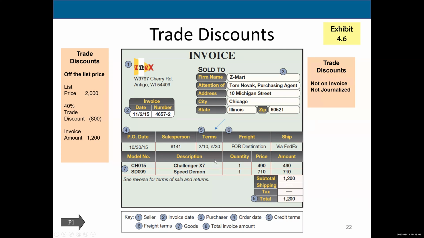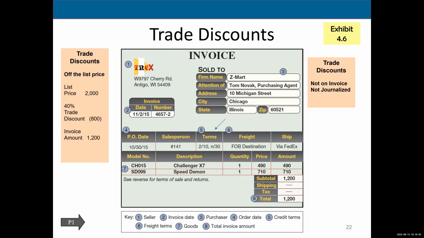Now, if we miss the 10 days, then we have to pay the full amount in 30 days. So that would be 30 days from November 2nd. I think it's December 2nd. So we have to pay this invoice by December 2nd. But if we pay on December 2nd, we miss the discount. So we have to pay the full $1,200.